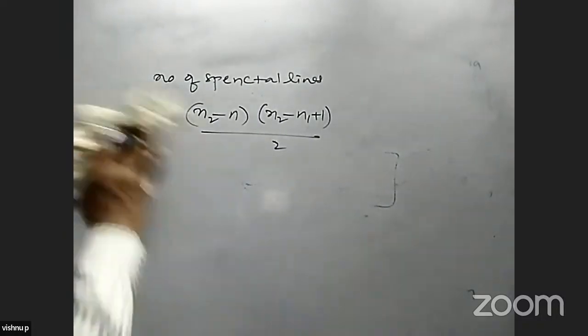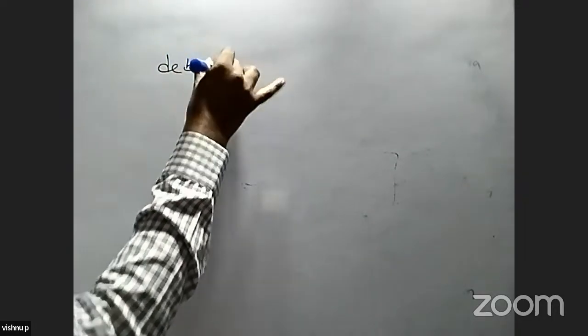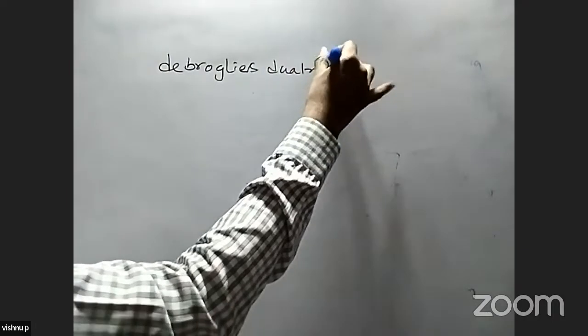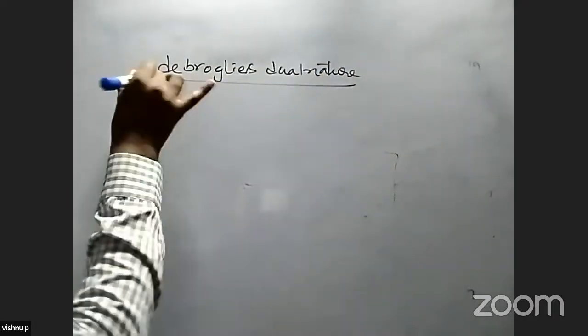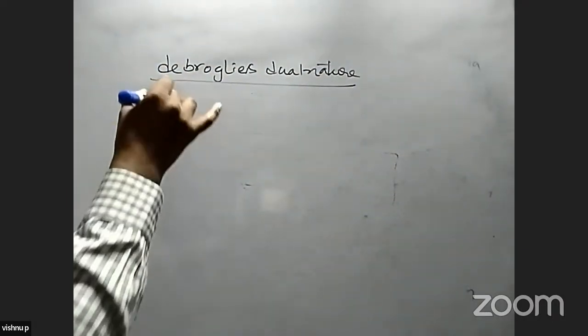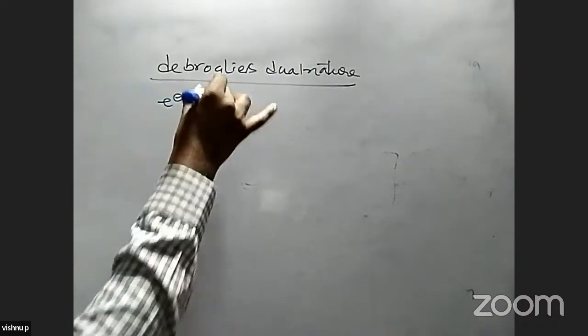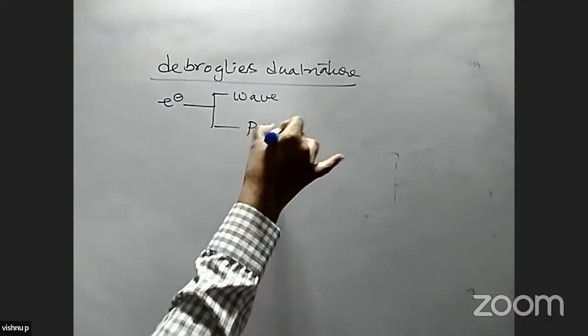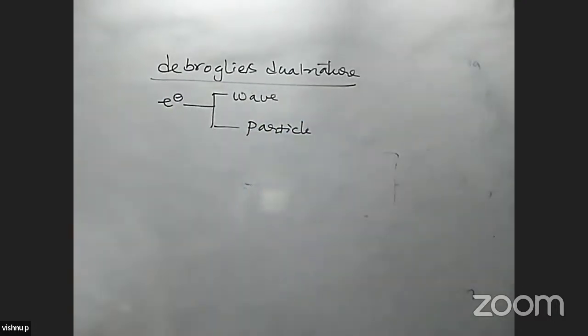So after Bohr's theory, the next theory is de Broglie's theory. Bohr's theory is against de Broglie's dual nature. What is this de Broglie theory? What does it explain? Electron shows both wave and particle nature according to de Broglie theory.